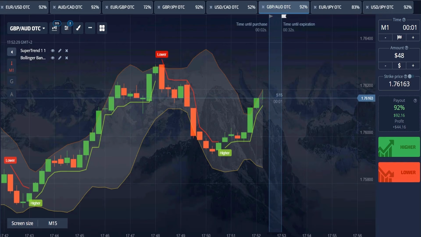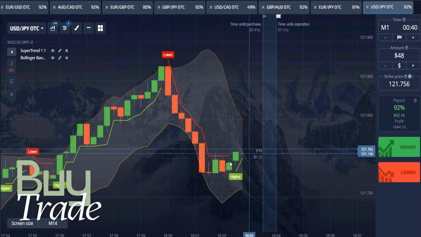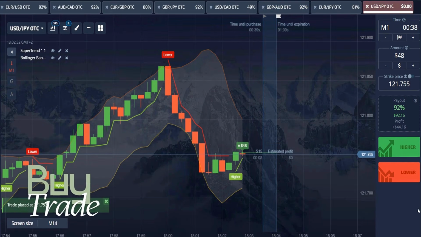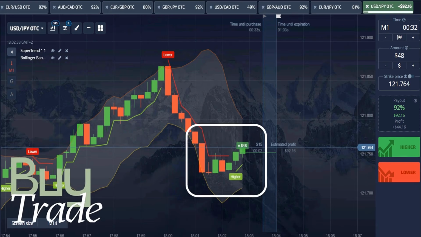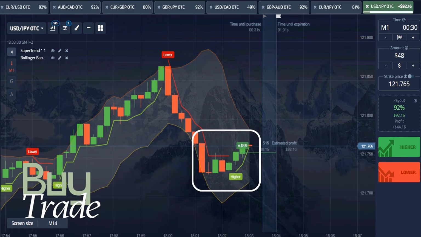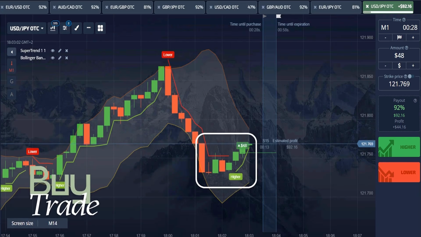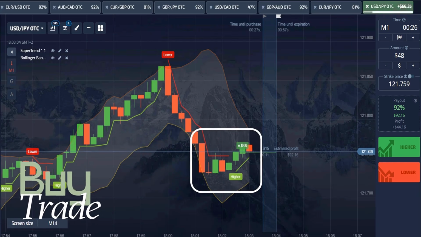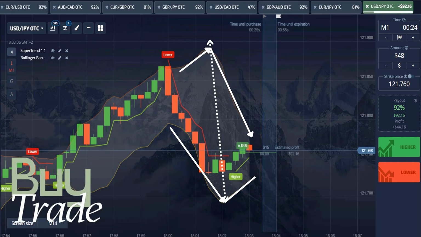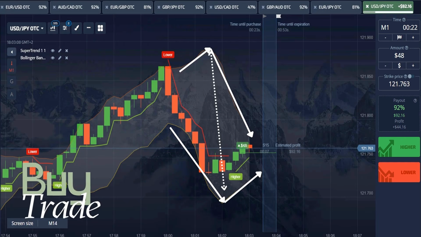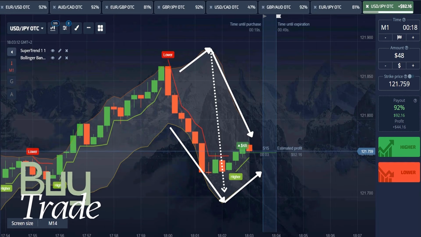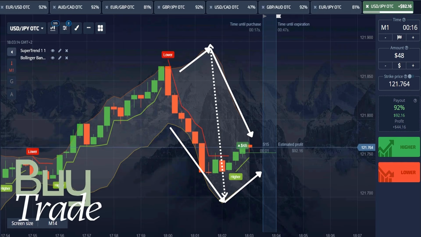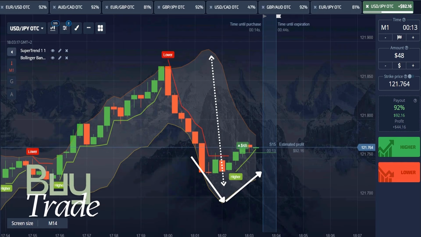Now that you clearly understand the rules, let's move to the live chart examples and see how this strategy works in real market conditions. Here, the price clearly closed outside the lower Bollinger Band, which shows short-term price exhaustion. After the candle closed, the Supertrend indicator gave a buy signal, confirming a possible upward move. The Bollinger Bands were wide and active, indicating good volatility, so this setup matched all our buy rules. Based on these confirmations, the buy trade was placed on the next candle with a 1-minute expiry.